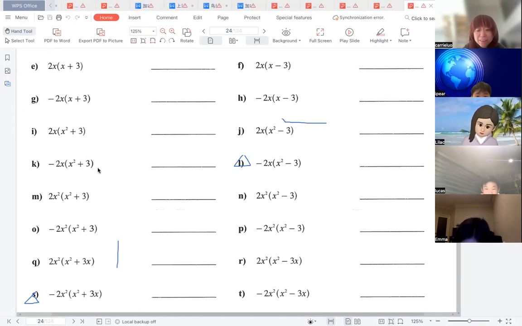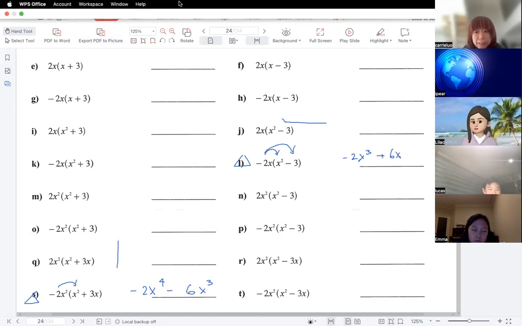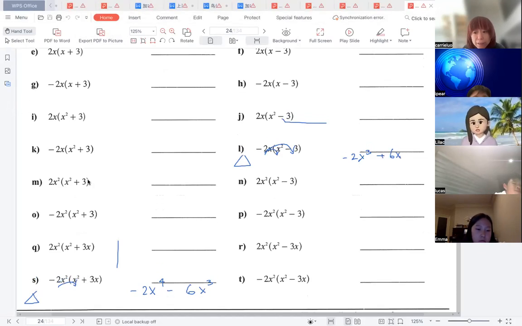Okay, good job. Okay, so let's take a look at this one, okay? So -2x times x squared, Emma, -2x power 3. -2x times -3 equals positive 6x. Okay, 看一下自己做的对不对啊？So -2x times x squared equals -2x power 4 minus 6x power 3. 做错的小朋友可以自己打一下屁股啊。Okay.